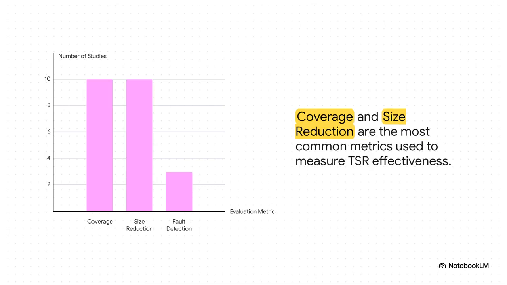And how do you measure success? Well, the top two metrics are exactly what you'd hope for as an engineer: code coverage and test suite size reduction. It tells you exactly what the goal is here, and it lines up perfectly with what we want. Shrink the suite, but don't lose that critical safety net of coverage.